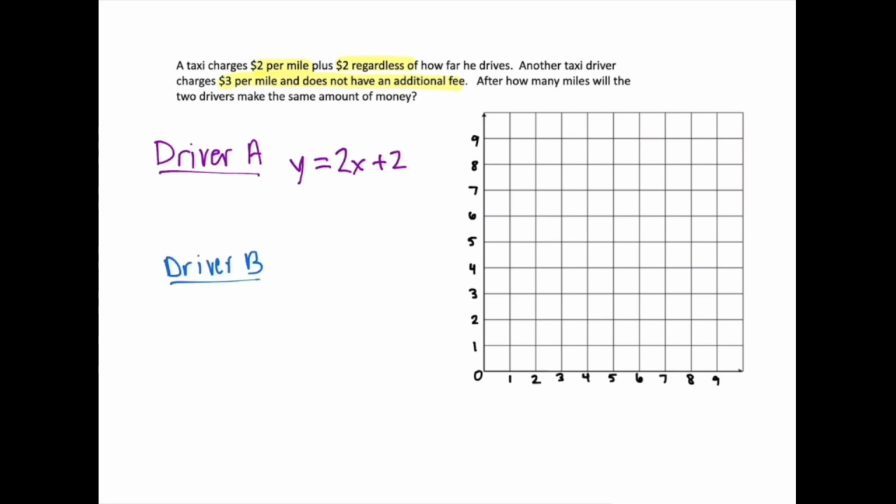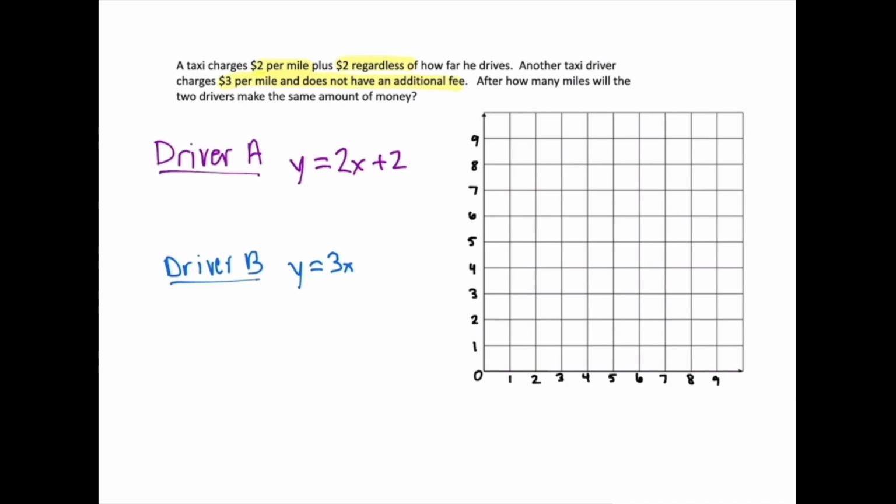Now let's write the equation for taxi driver B. Just like with taxi driver A, we want to know how much money taxi driver B will make. So we want y equals. But taxi driver B is going to make $3 per mile instead of 2. And then taxi driver B will not have an additional fee, so we don't have a number to add. Now that we have our equations made, we can graph both of them and see where they intersect.